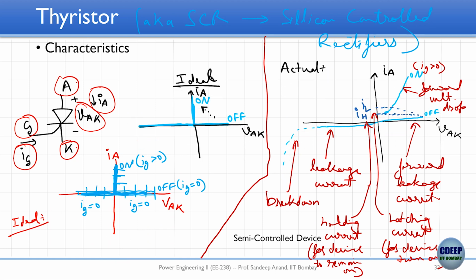So thyristors can be turned on by gate control. They cannot be turned off by gate control. The turn off happens naturally when the current flowing through anode to cathode becomes equal to or close to 0. Unlike a BJT, which you all know, where you can turn on and turn off based on the gate command, thyristors cannot do that. They can only turn on, and therefore they are also called semi-controlled devices.